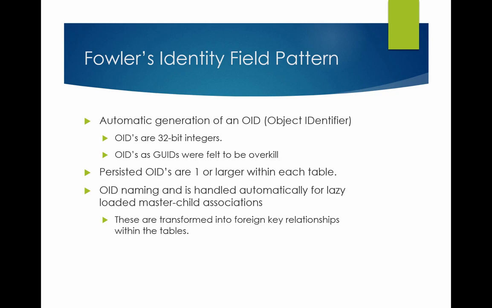So when you create a brand new instance, the OID is set to 0, so that tells me that this has not been saved, and any OID that's 1 or larger means it's in the table someplace. OIDs are also handled automatically for lazy loaded master-child associations, which I'll talk about in a second. And these get transformed into foreign key relationships in the tables.